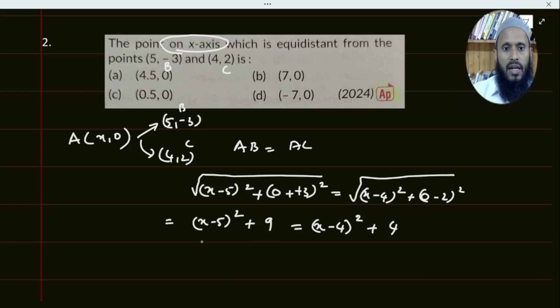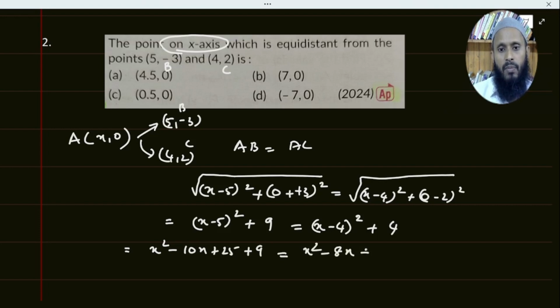Now I will try to expand those squares using the identity (a - b) whole square. So x square minus 10x plus 25 plus 9. That 9 will remain there, which is equal to x square minus 8x plus 16 plus 4. Now x square and x square are there on both the sides, so they will get cancelled. So LHS will now become -10x plus 34, which will be equal to -8x plus 20.